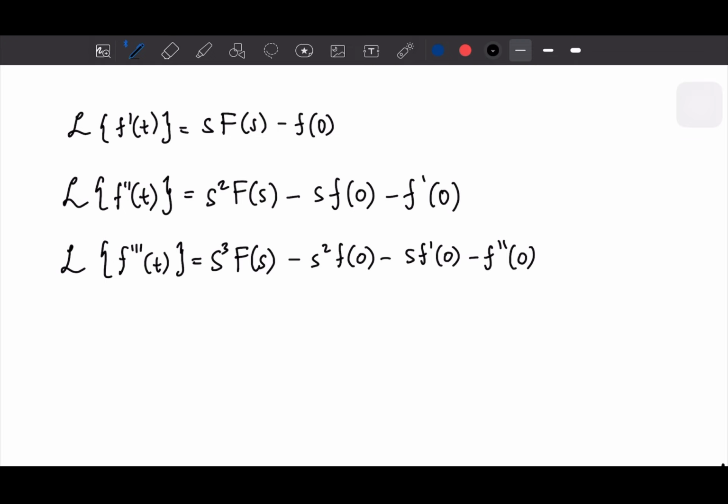For the fourth order, you will have s to the fourth F(s), then s cubed f(0), then s squared f prime(0), then s f double prime(0), and then f triple prime(0). So the last part of the Laplace transform of the derivative will be the order n minus 1. Okay, you'll see the pattern.